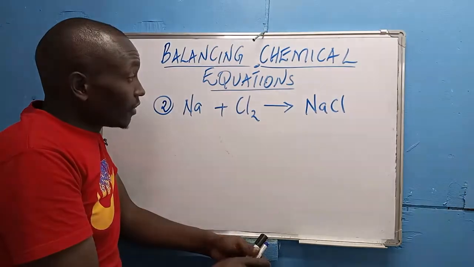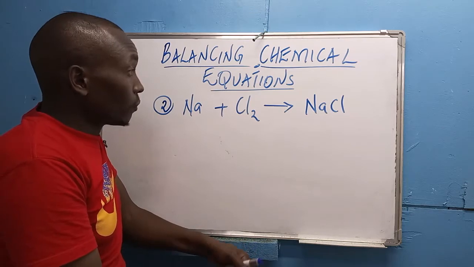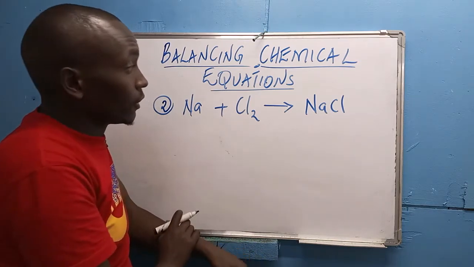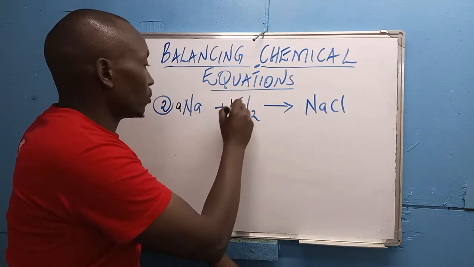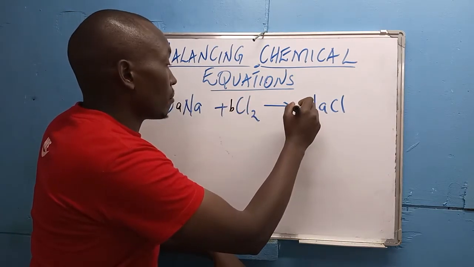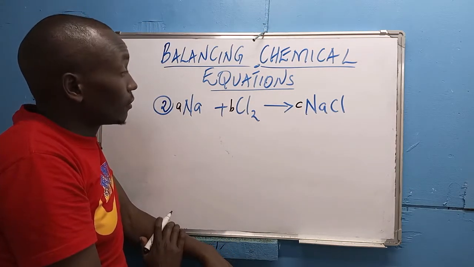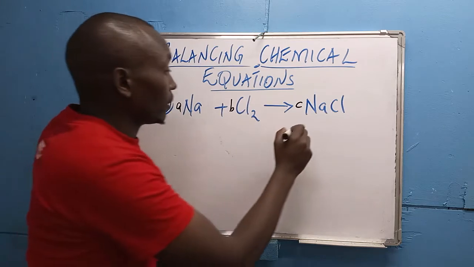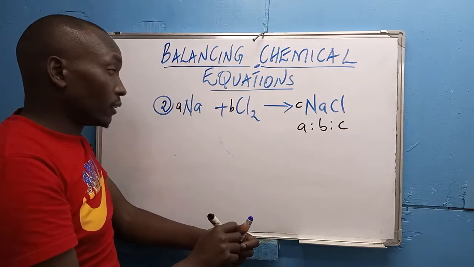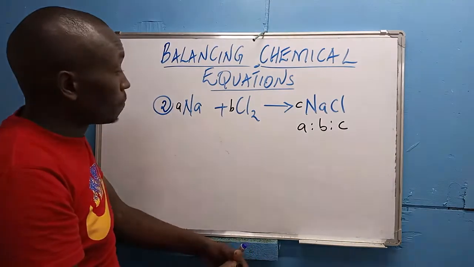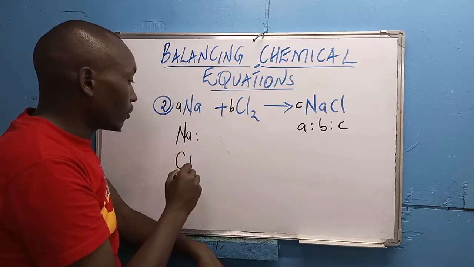Okay, the second equation that I wish we balance is the one where sodium reacts with chlorine gas to produce sodium chloride. Again, I can attach the whole numbers here in terms of A, B, C. With that, we are trying to establish a ratio A to B to C, where A, B, C are whole numbers. With that, I have sodium, and I also have chlorine.